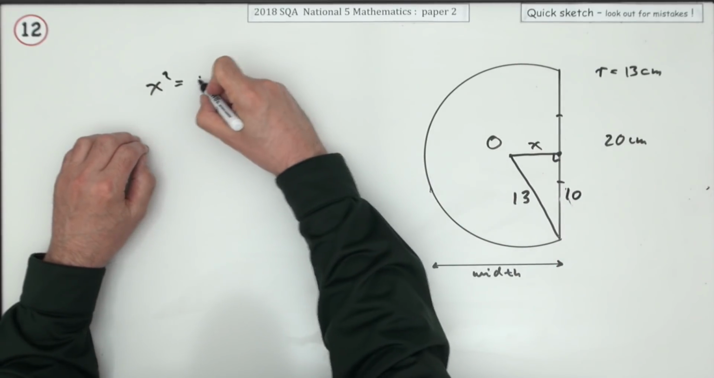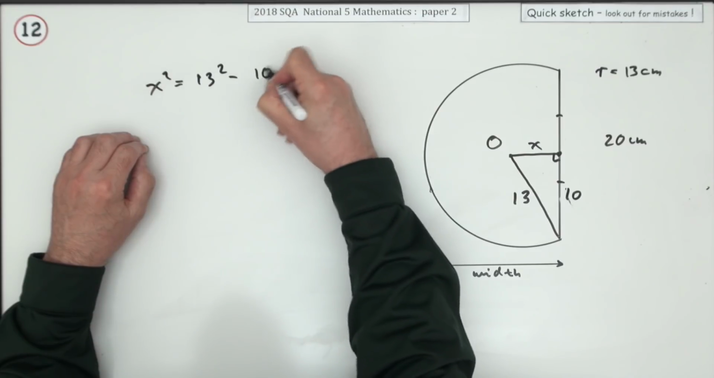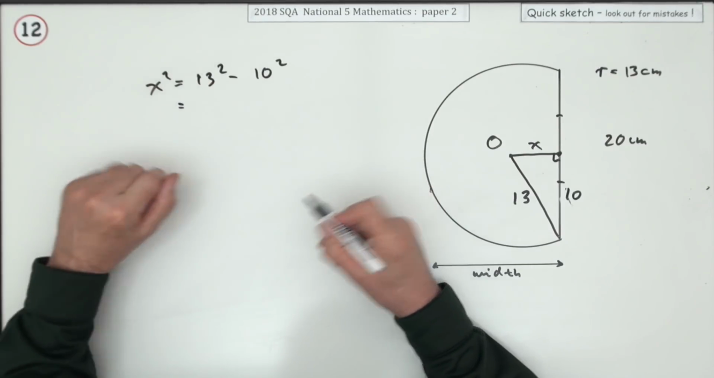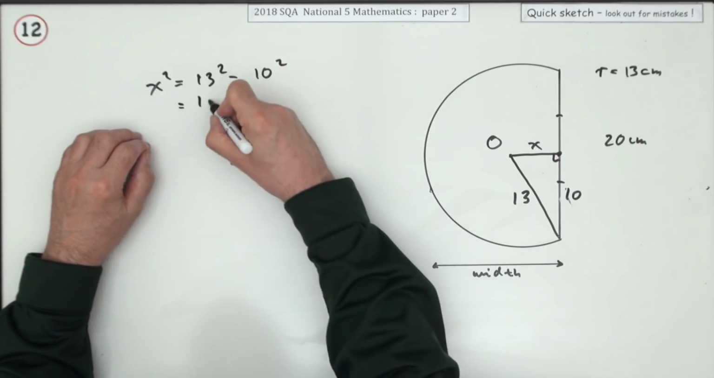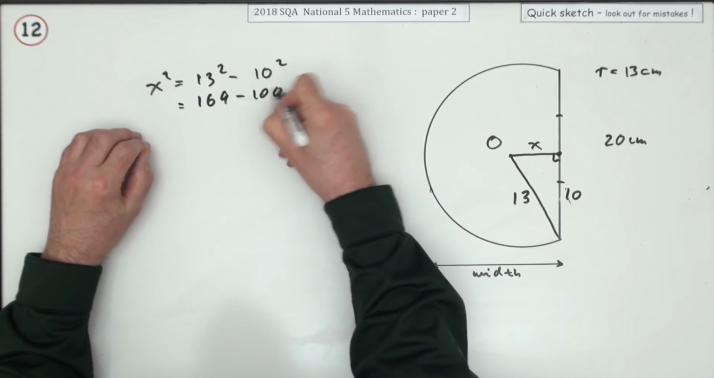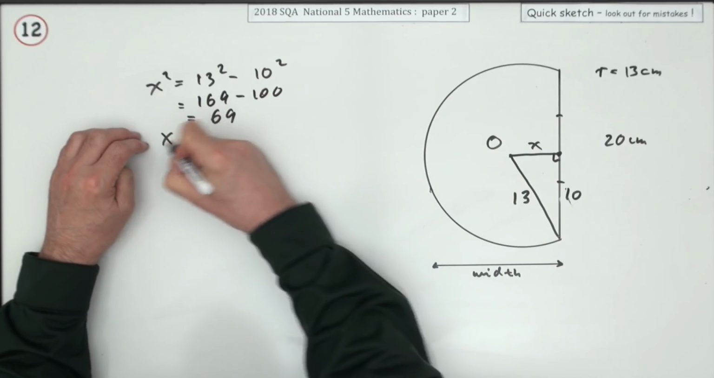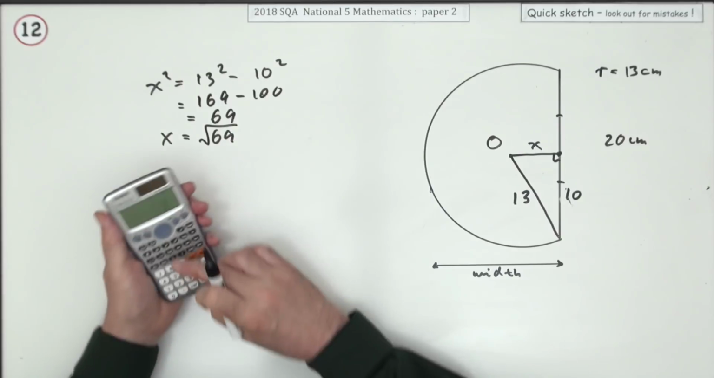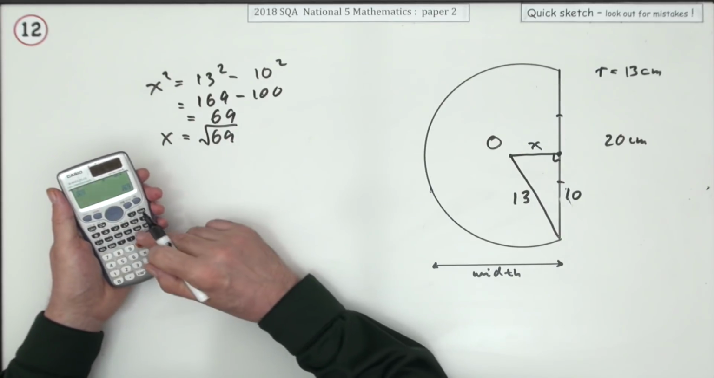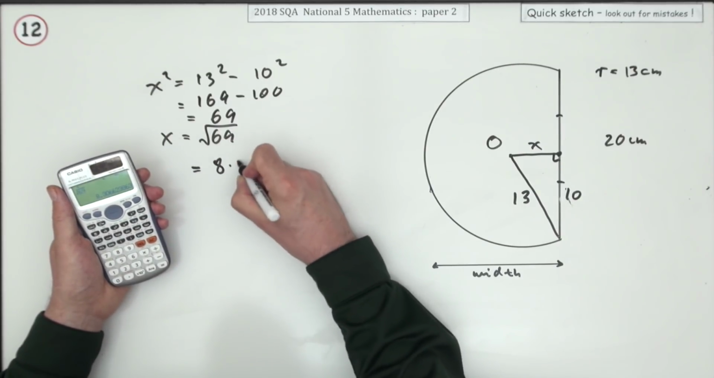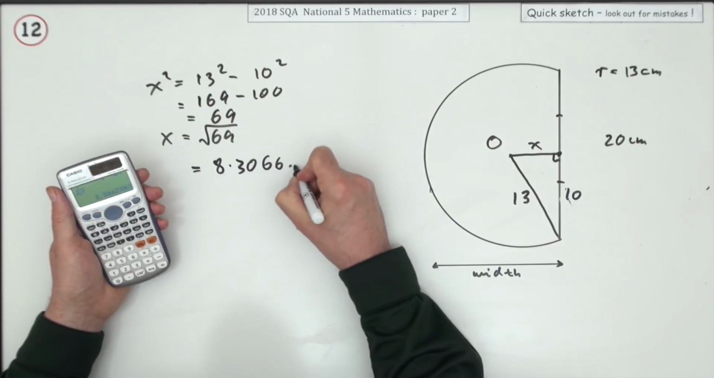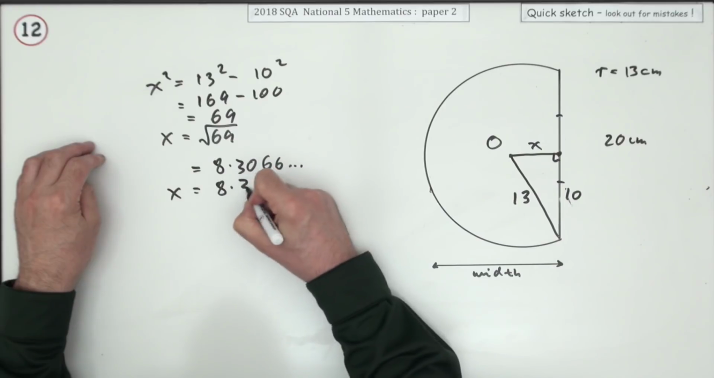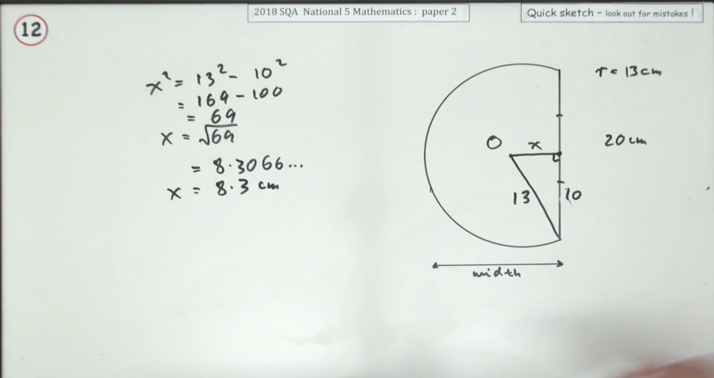10, it'll be 13 squared minus 10 squared. I suppose you could just do the square root of 13 squared minus 10 squared. Minus 100, so that's 69. So it's the square root of 69. Obviously. So that's 8.3066 and so on. So I'll just call that X 8.3, I think, centimetres.